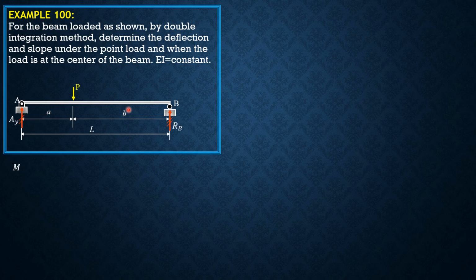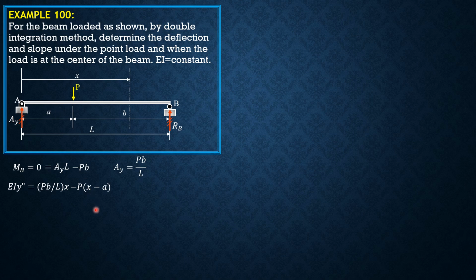So set moment about B equals 0, clockwise positive, so we have 0 equals AY times L minus P times B. So AY equals PB over L. Then we establish the moment equation at this section here so that it will be for the entire span. So EIY double prime equals the moment at this section. So EIY double prime equals PB over L times X minus P times this distance, which is X minus A.